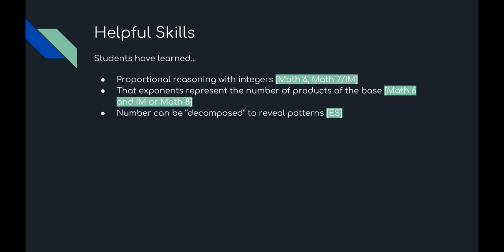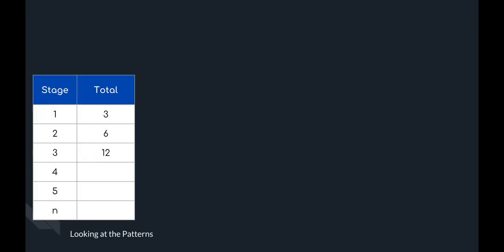In previous courses, students have learned proportional reasoning with integers, a skill developed in Math 6, Math 7, and IM. Students have also learned that exponents represent the number of products of the base. That's done in Math 6 and IM or Math 8. A number can be decomposed to reveal patterns. This is done extensively in elementary school and is a valuable skill that we've looked at in previous videos. We're going to be using it again today.